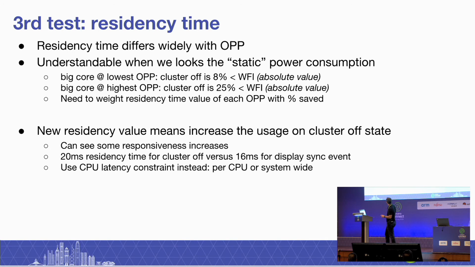So this is the value. The main conclusion is that the residency time is quite different depending on the OPP. If you're using lowest OPP, which can make sense because the static power consumption is really small between cluster off and CPU off, whereas at highest OPP, the difference is more important, so that's why. And that just raised the point that we might need to weight the residency state with the current OPP of the CPU.